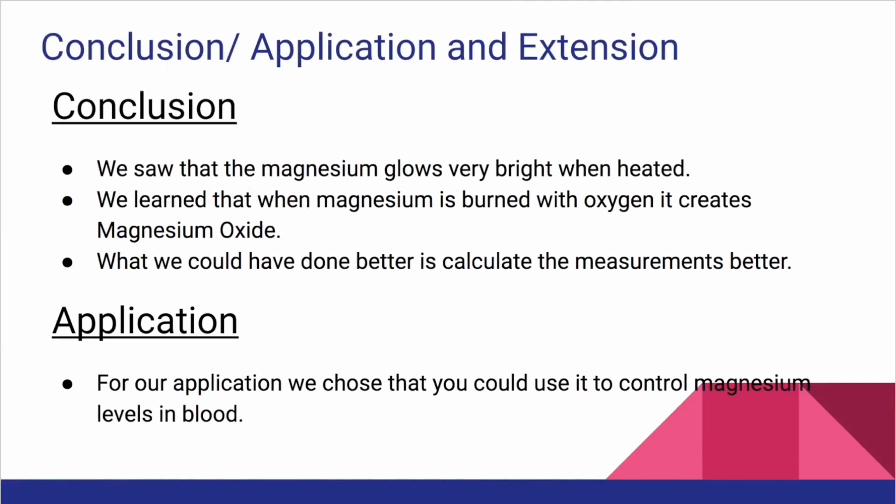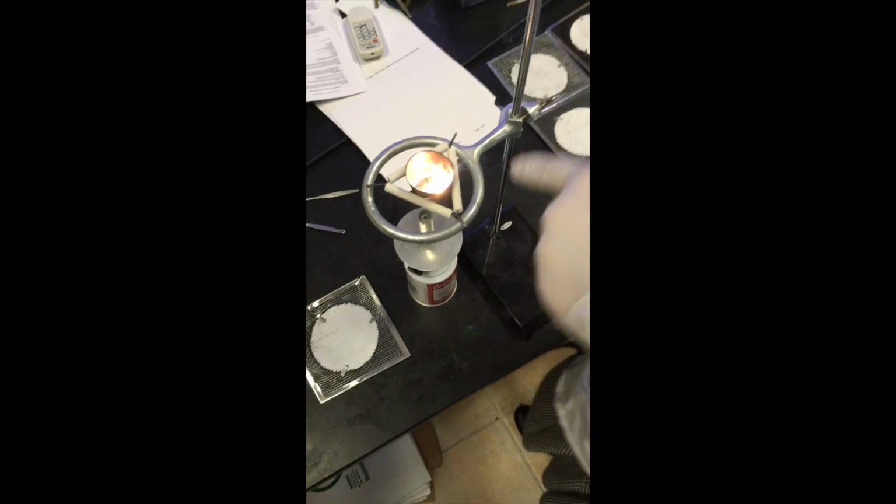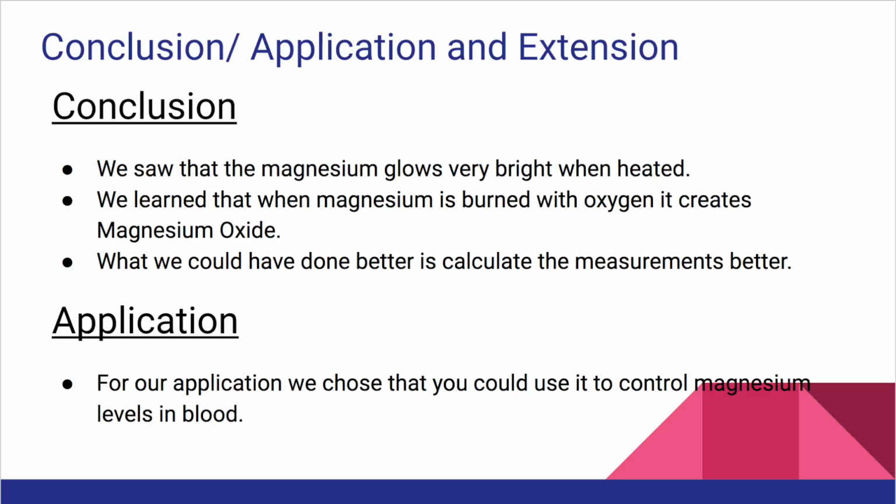In conclusion, we saw that the magnesium glows very bright when heated. We learned that magnesium is burned with oxygen and that it creates magnesium oxide. What we could have done better is calculate the measurements better. For our application, we chose that you could use it to control magnesium levels in blood. Thank you for watching.